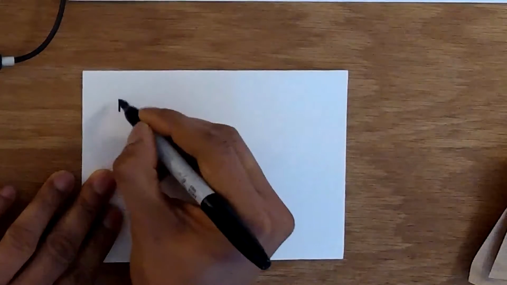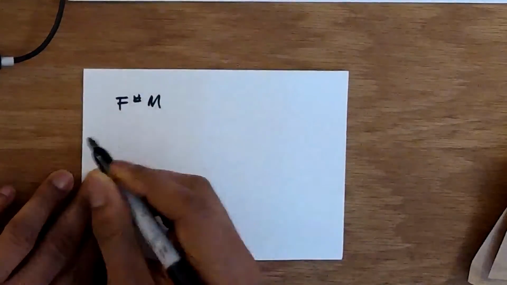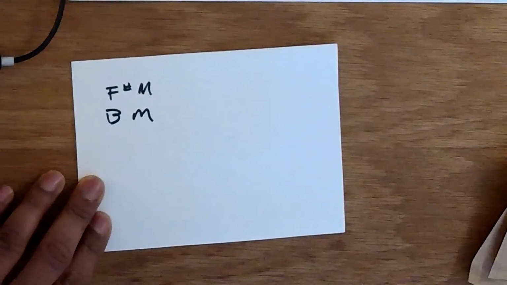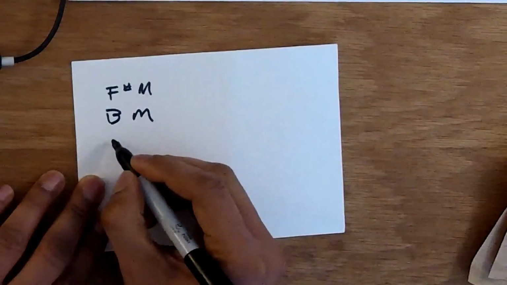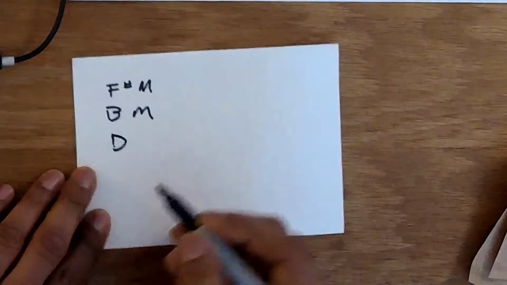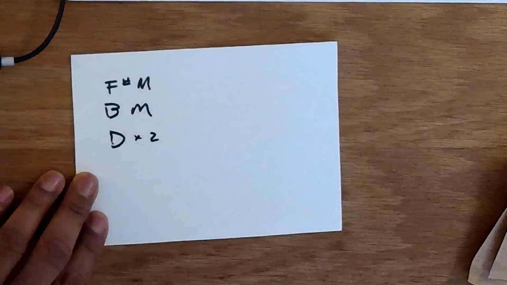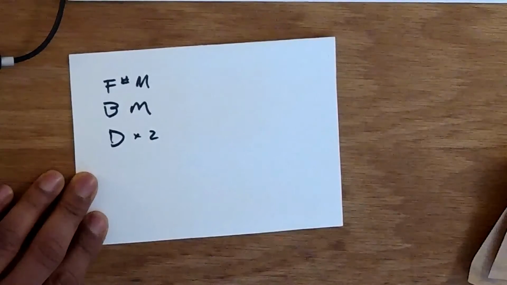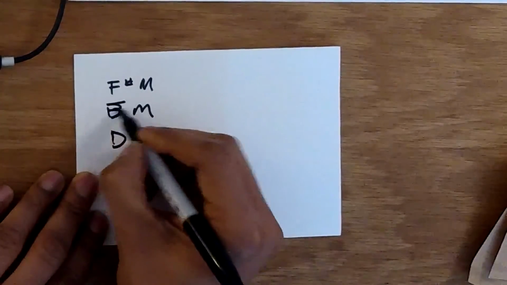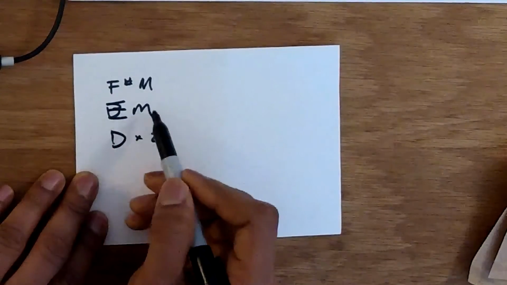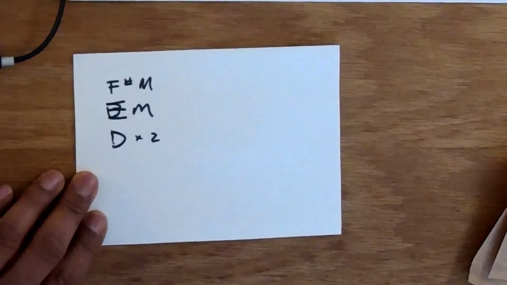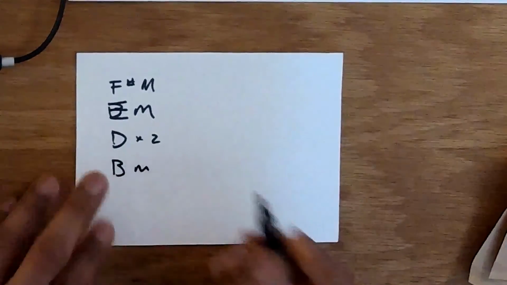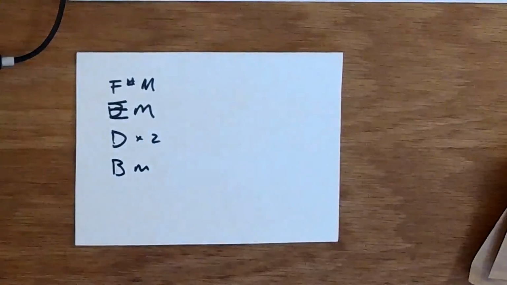I went F sharp minor. I went B minor. I went D. I went twice on D, and then I came back to what? No, actually that was E. I'm sorry. So I went F sharp minor, E minor, D, and then I came back to B minor, and kind of resolved the whole thing.